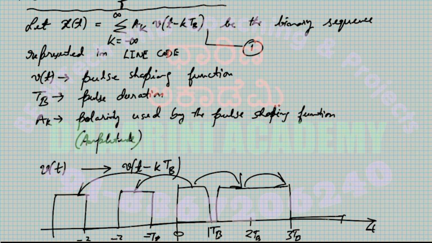I have some amplitude represented by ak. This is the ak value in equation 1, and I have v of t minus kT. So v represents the pulse shaping function, whichever function you are taking, NRZ polar, NRZ bipolar, or whatever out of those. That is represented by v of t. 0 will be represented in some sense, and the 1 will be the other way, according to that.